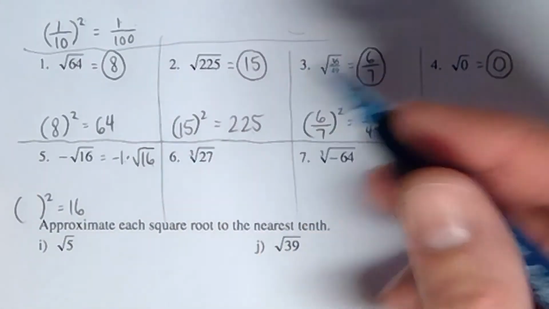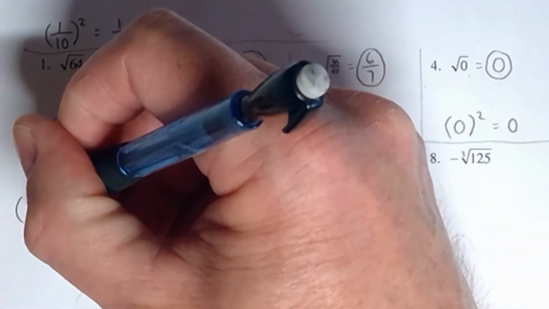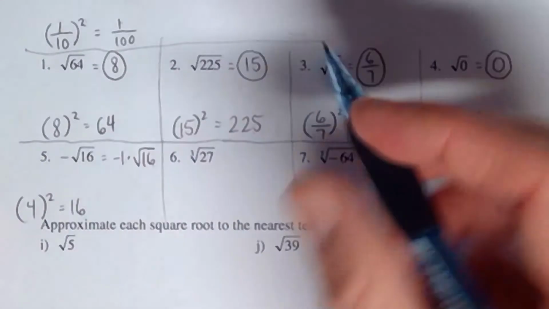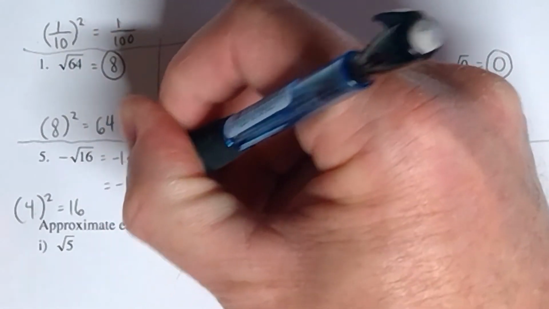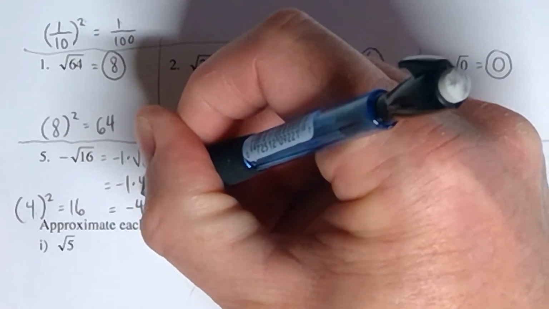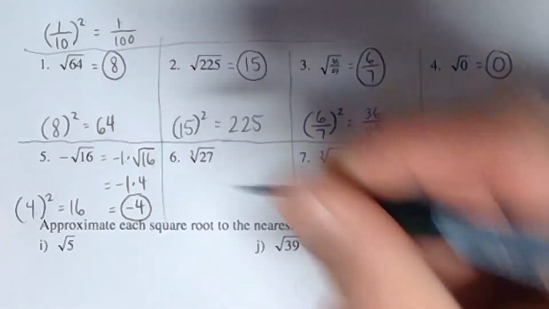The radical 16, okay, that is going to be the positive number that you square to get 16. So that would be 4, wouldn't it? Then you multiply by -1. The final answer actually is -4.